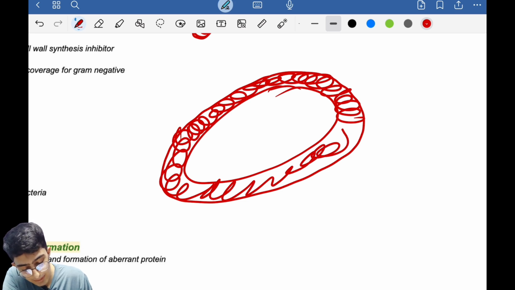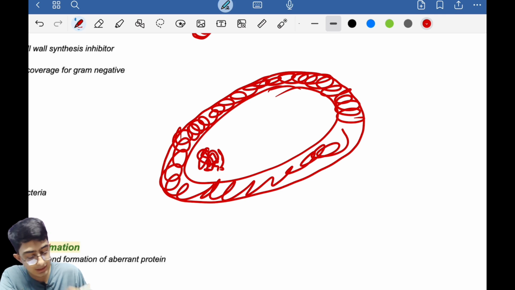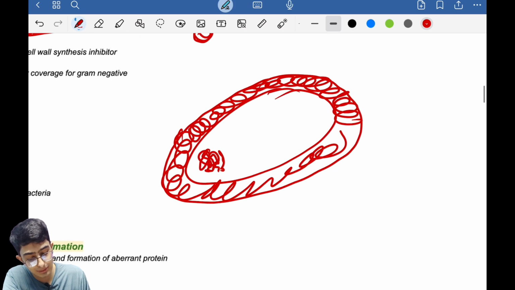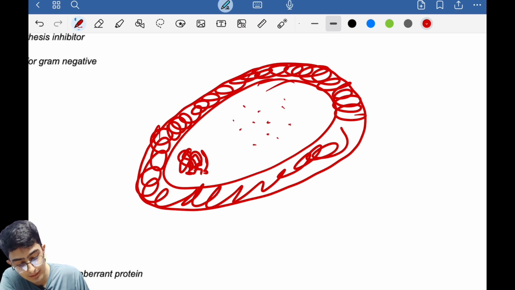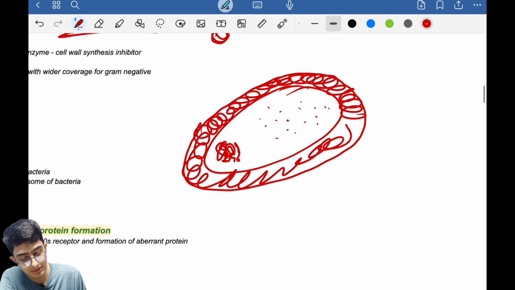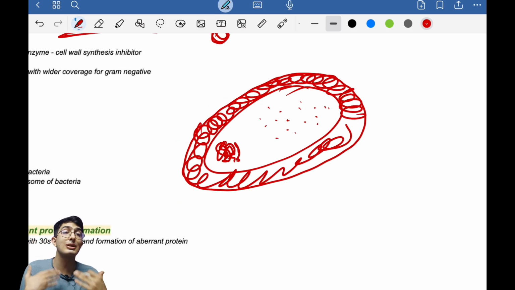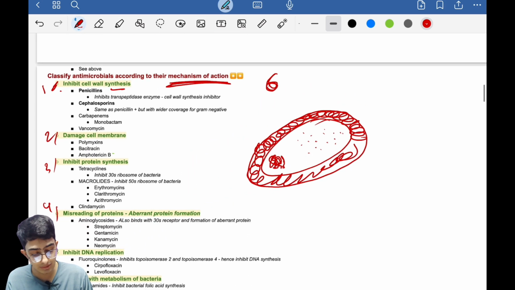Apart from having a cell wall, the bacteria also has a cell membrane. It does not have a nucleus. Its DNA is outside, in what is called a nucleoid, right? And it has some ribosomes to make proteins for the bacteria, because the bacteria needs to make proteins and enzymes to survive.